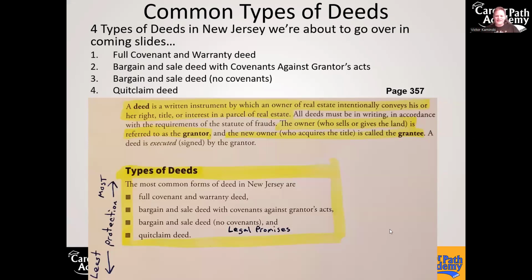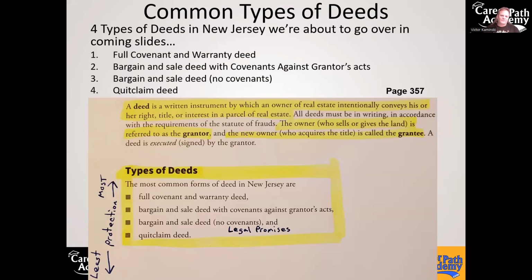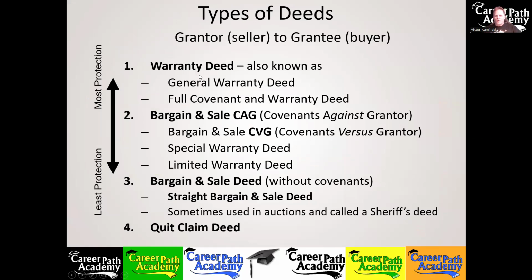All right. So now let's break down each one. So I got this one. This is basically a cleaner shot of just writing this in the book like this. I got it here. The warranty deed, also known as a general warranty deed or full covenant and warranty deed. It offers the most protection of any deeds. We're going to go over what protections those are in just a moment, and then the differences between the different types of deeds. And then you got the bargain and sale Covenants Against Grantors Act, or CAG for short.